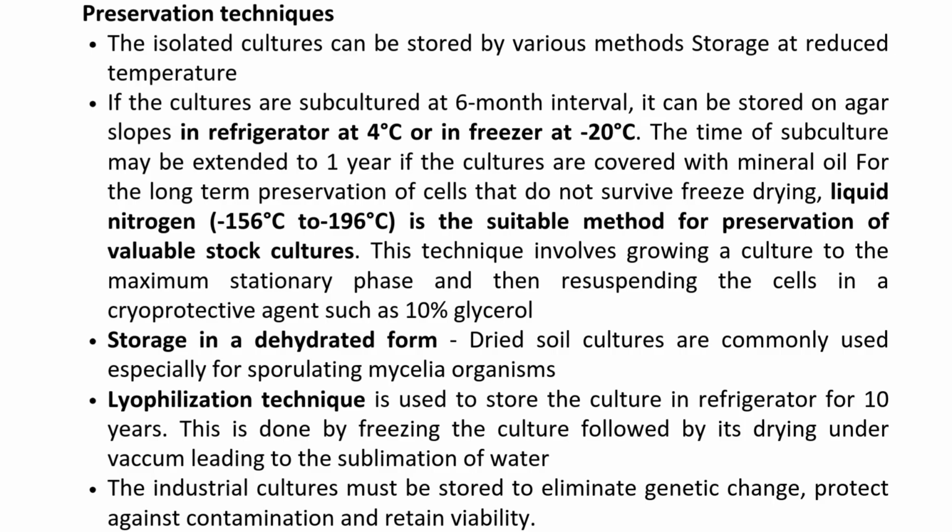One method is storage at reduced temperatures. Cultures on agar slopes can be stored in a refrigerator at 4 degrees Celsius or a freezer at -20 degrees Celsius with subculturing every 6 months. Subculturing can be extended to 1 year if the cultures are covered with mineral oil. For long-term preservation of cells that don't survive freeze-drying, liquid nitrogen at temperatures between -156 and -196 degrees Celsius is ideal. This technique involves growing the culture to its stationary phase and then resuspending the cells in a cryoprotective agent like 10% glycerol. We can also store cultures in a dehydrated form.